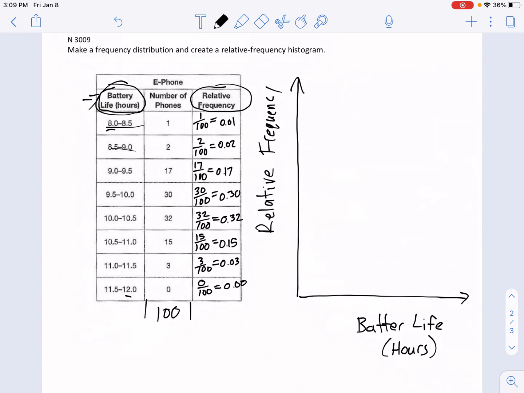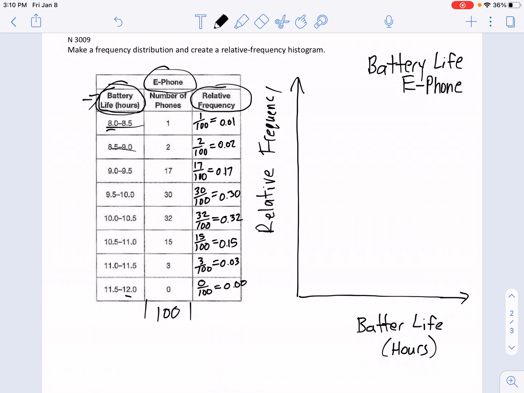Now, this has to do with the e-phone group, so you want to give it a title. So this is the battery life for the e-phone. That's what we're referring to in this table, the various battery life for the e-phone, out of 100 phones.